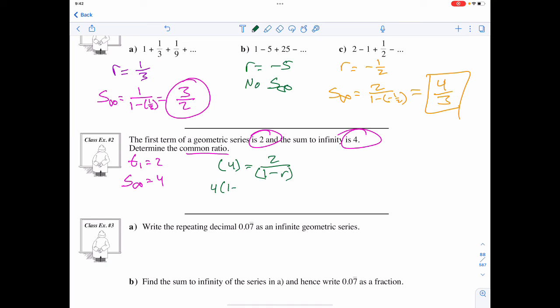4 times 1 minus R is equal to 2. I'm going to divide both sides by 4, or what my sum is, and get 1 over 2. I'm going to subtract 1 from each side, and then I'm going to flip the sign.